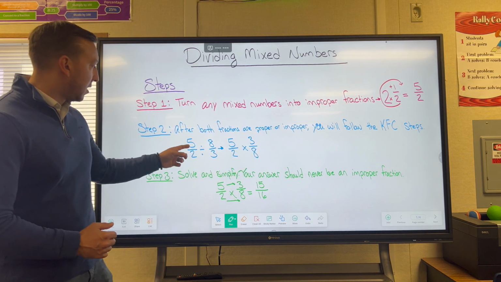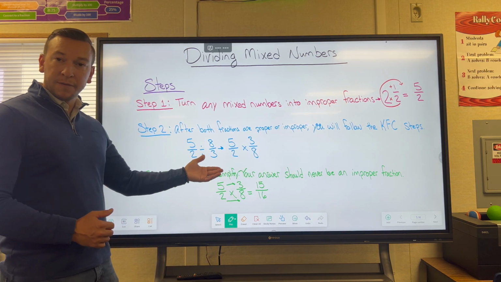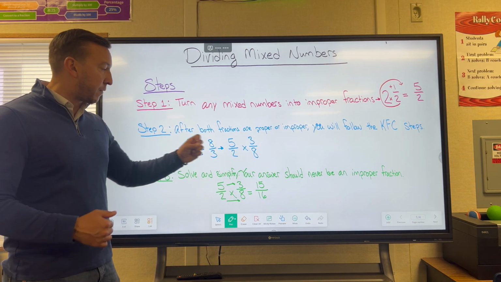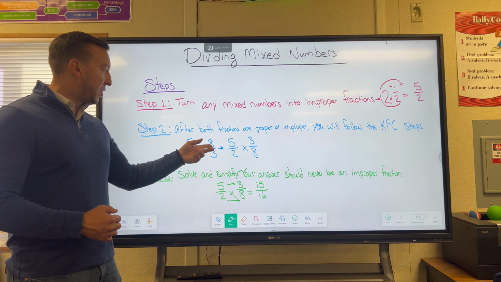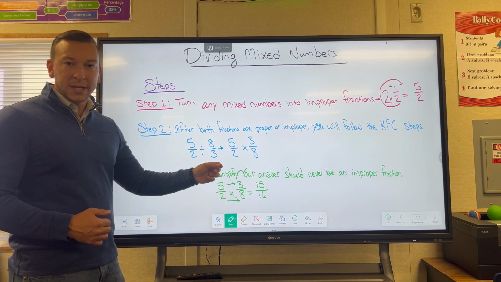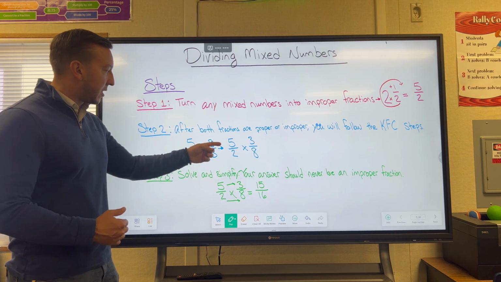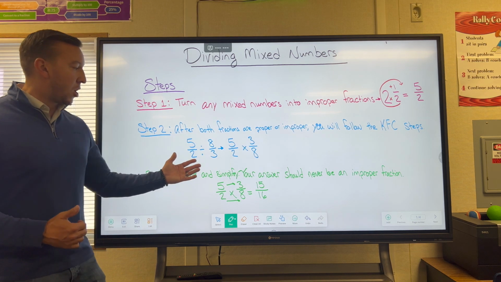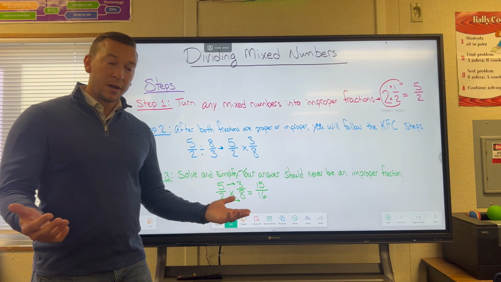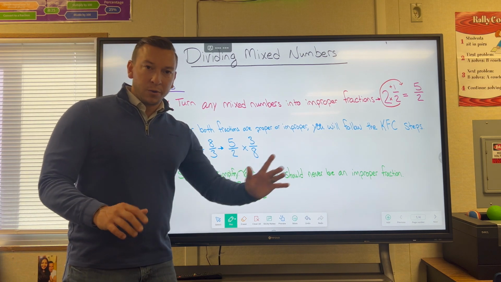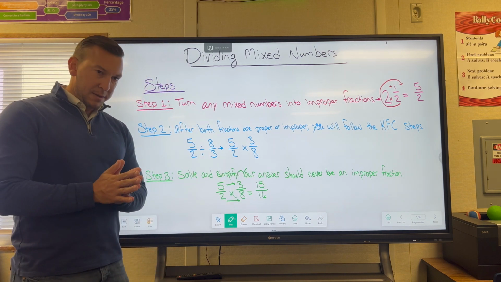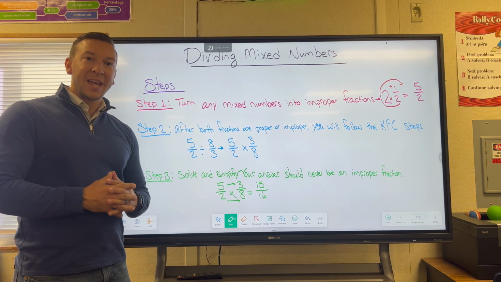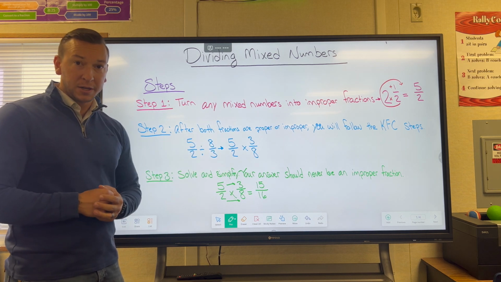So you'll notice here, I have 5 over 2 divided by 8 over 3. If I use the keep, flip, change method, I keep the 5 over 2 the same, I flip the 8 over 3 to become 3/8, and I change the division sign to become multiplication. Lastly, now I can solve and simplify like normal. Here's a little added note for you. Your answer should always be a whole number, mixed number, or proper fraction. It should never be an improper fraction.